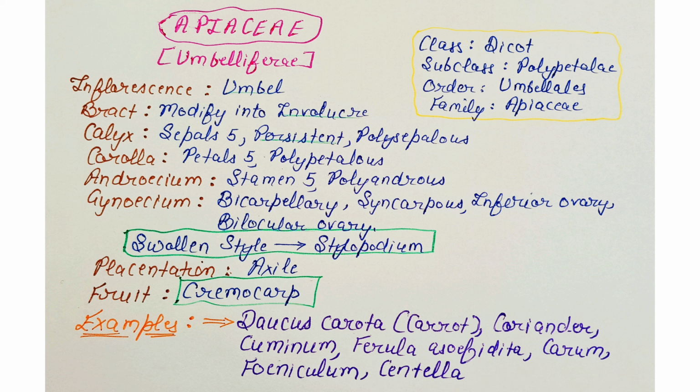Gynoecium is bicarpellary syncarpous. Inferior ovary is there and bilocular. Swollen disc at the style base is present, known as stylopodium. Placentation is axile and fruit formed is the cremocarp. Examples are Daucus carota, that is carrot, coriander, cumin, Ferula, Carum, Foeniculum, and Centella.